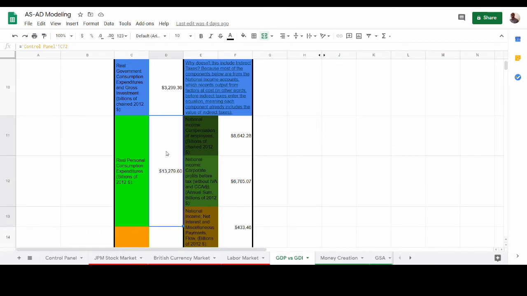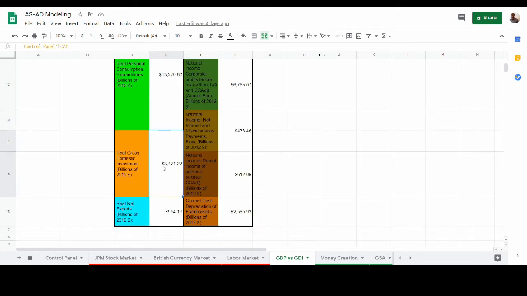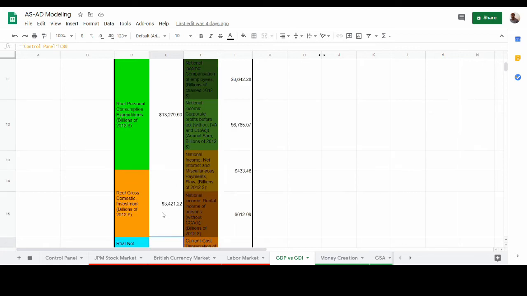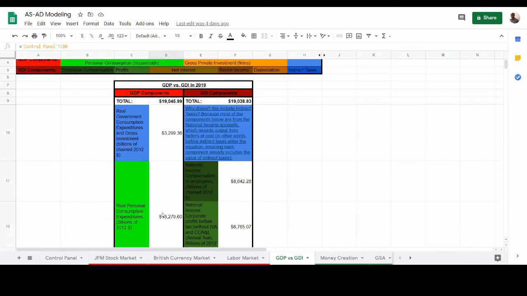Real consumption and expenditures was almost 13 trillion as well in the United States. Real gross domestic investment was 3.4 trillion. And because we're looking at the United States now as a whole open economy, we would also compare real net exports, which for the United States was a negative $954 billion in 2019 in real terms.